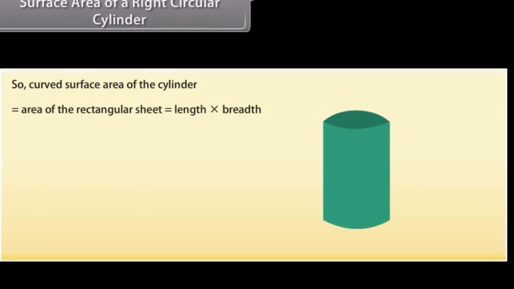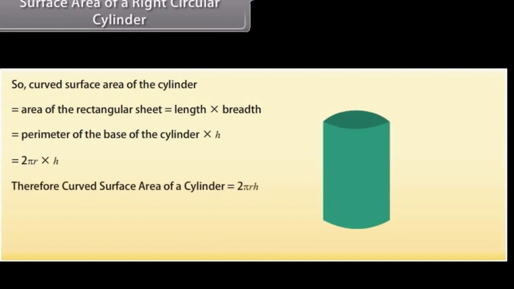We get the curved surface area of a cylinder from a sheet of paper. When we roll it, we get a cylinder. So, curved surface area of the cylinder is equal to the area of the rectangular sheet, which equals length into breadth, which is equal to perimeter of the base of the cylinder into h, which equals 2 pi r into h. Therefore, curved surface area of a cylinder is equal to 2 pi rh.